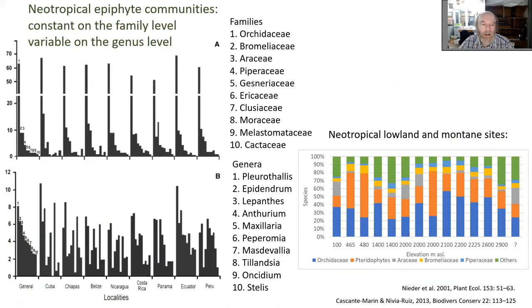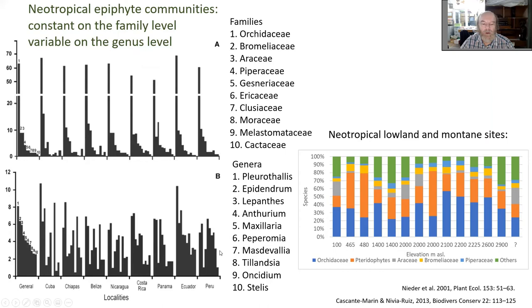These are top families at different neotropical locations. Details are not important, but we just see that the pattern is always the same. They are ranked in the same order, as you can see here, and visually, this ranking is pretty much consistent between sites, which does not apply to generic composition, as you can see.